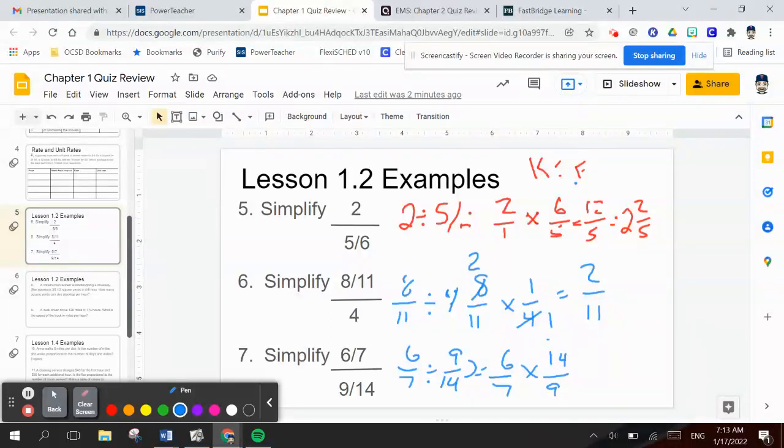So again, if I simplify before I multiply, 7 is a factor of 14. So 7 divided by 7 is 1. 14 divided by 7 is 2. And I know 3 is a common factor of 6 and 9. So 6 divided by 3 is 2. And 9 divided by 3 is 3. And then I can multiply 2 times 2, which is 4. 1 times 3, which is 3. And 4/3 equals 1 and 1/3.